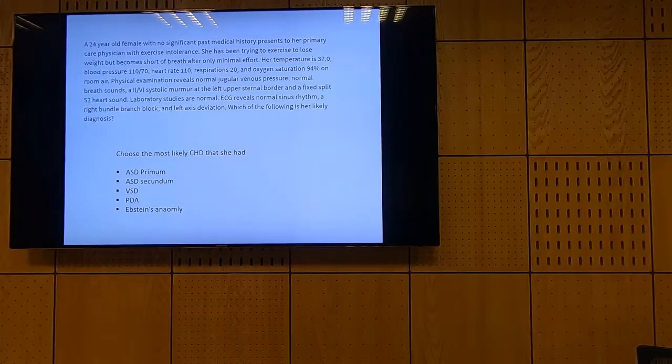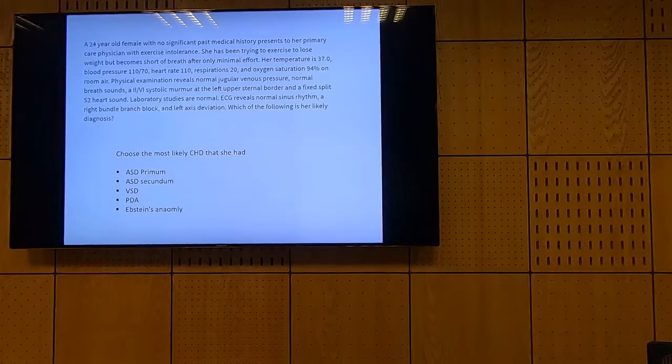Okay, how do you explain the murmur? It's a correct answer. It's an overflow over the pulmonary valve, causing a functional pulmonary stenosis. This is correct. Actually, when you said fixed splitting of the second sound, this is pathognomonic for ASD. The pulmonary component is delayed and fixed relative to the aortic component. And they said the systolic murmur over the left upper sternal border, this is the pulmonary area.